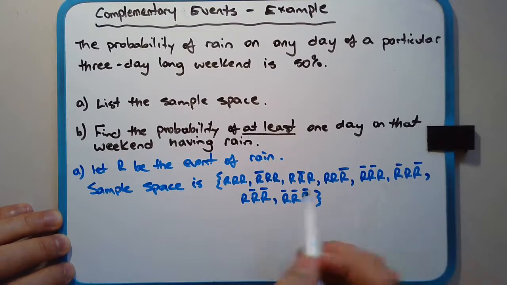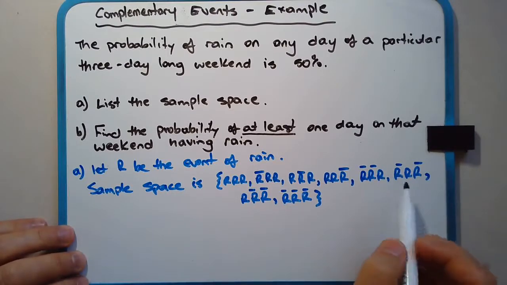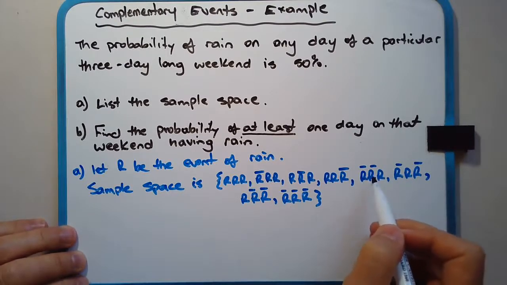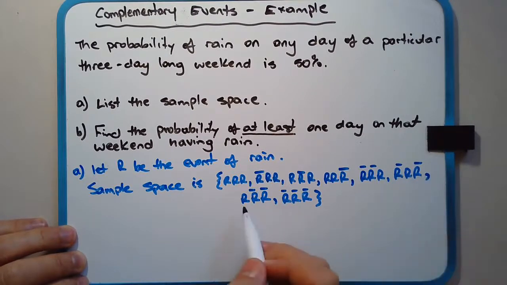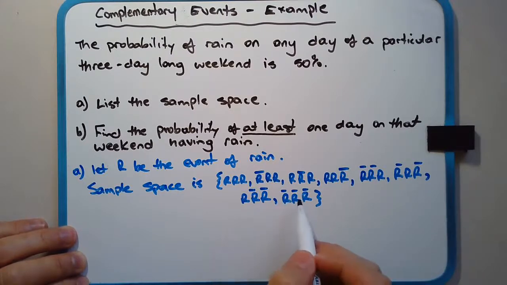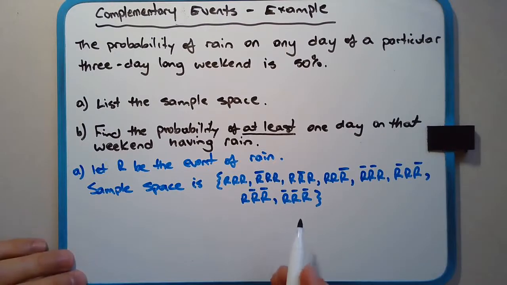The next 3 outcomes in the sample space: not rain, not rain, rain; not rain, rain, not rain; and then rain, not rain, not rain. Okay, so that accounts for those 2 days not having rain, and then one particular interesting outcome is no rain on any of those 3 days. So that will help us then for part B.